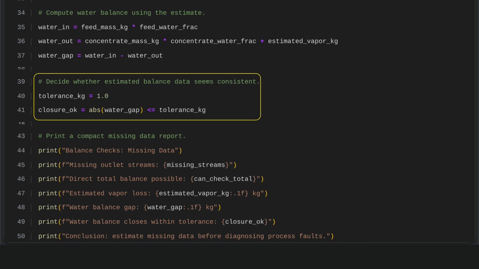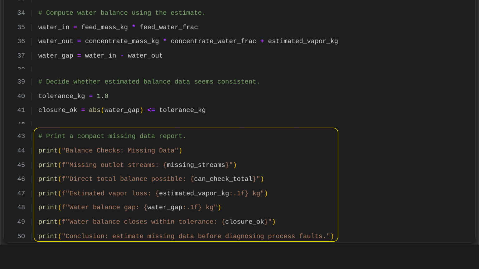Set a tolerance of 1 kilogram to define the acceptable error in the water balance. Then compare the size of the water gap with this tolerance. If the gap is within that limit, the balance is considered closed and the estimate is reliable.